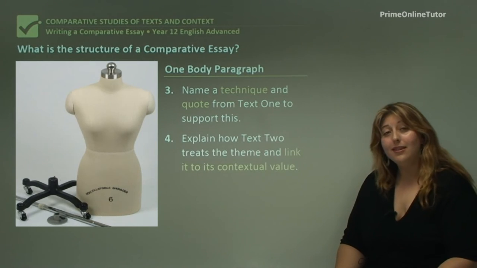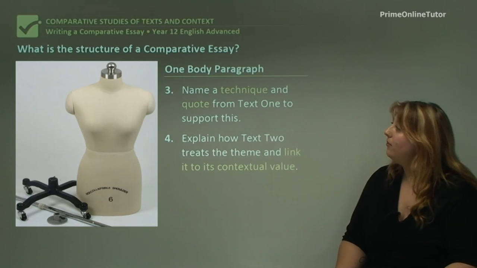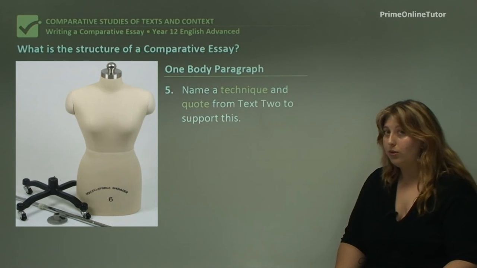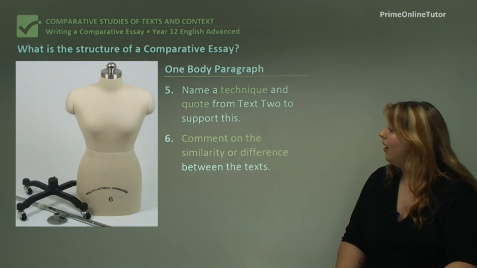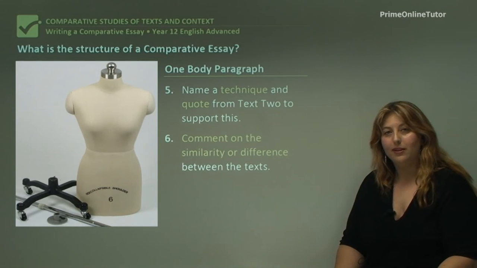Then we're going to do exactly the same thing for text 2. How does it treat the theme? Link it to its contextual value. Name a technique and a quote to support it. And then we're going to comment on whether or not it's a similarity or a difference between the texts.